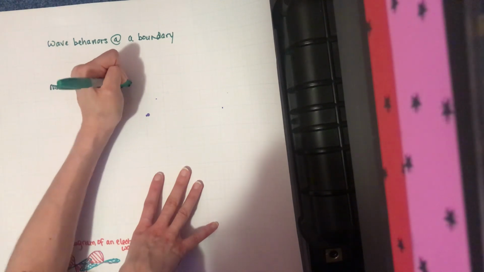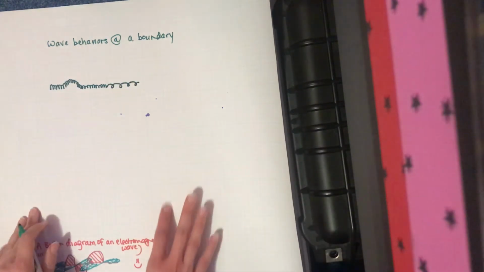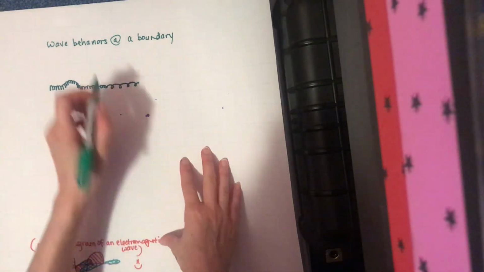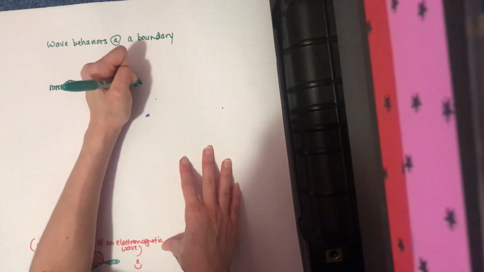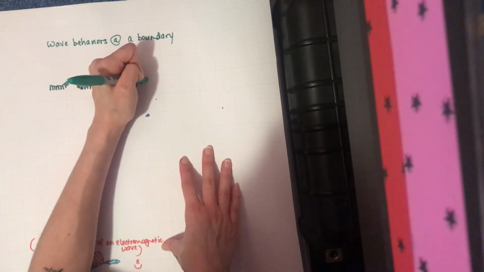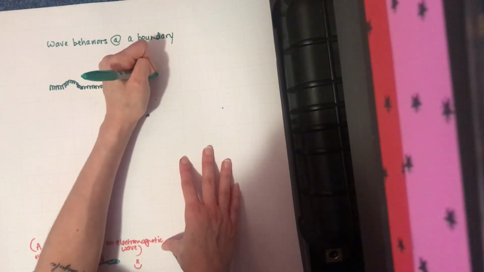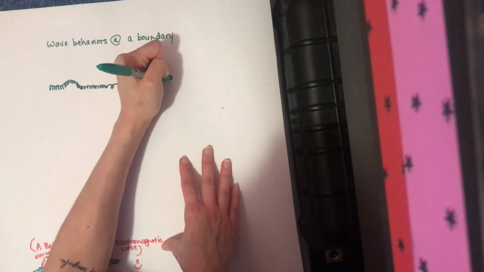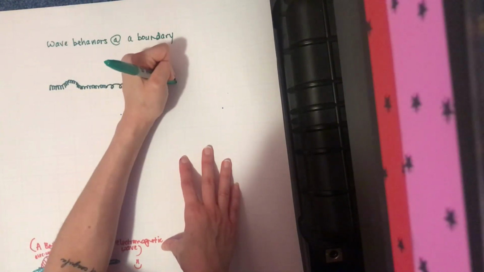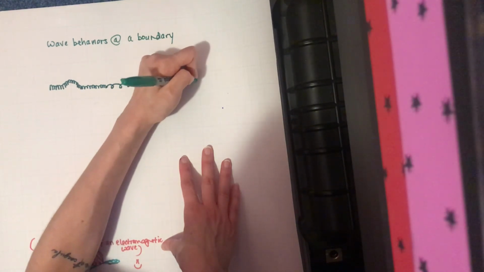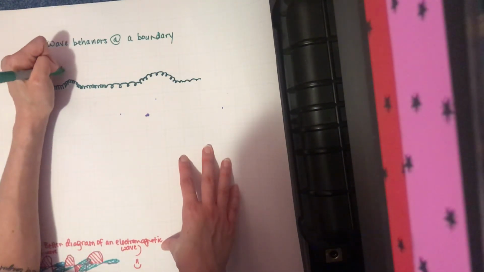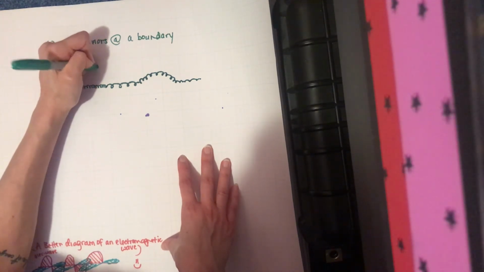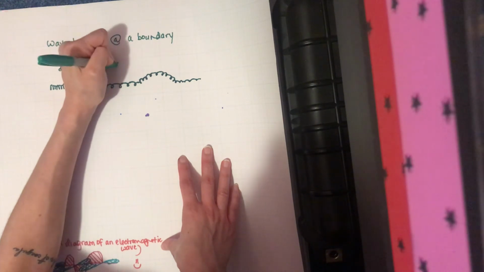Now I'm representing this by slinkies because that's how I would have done the demo in class. So now I just want to draw out what that pulse would look like in the slinky. Let's say it's something like this. So we have a dense medium, and that wave is being transferred to a light medium.